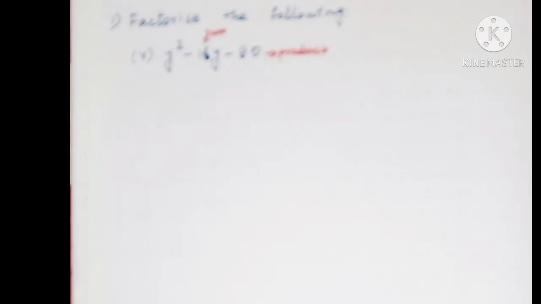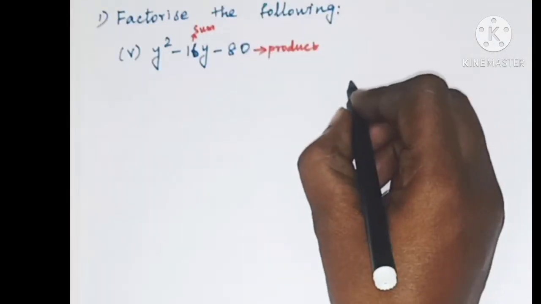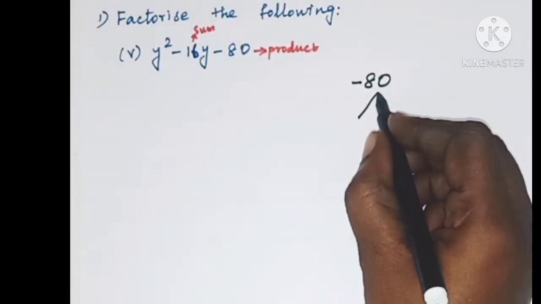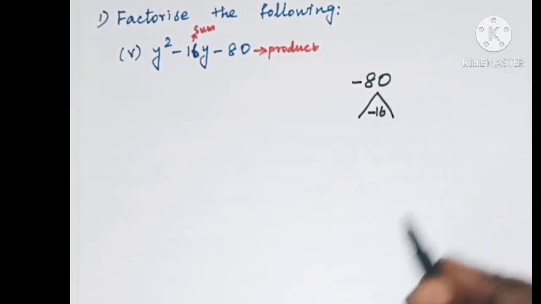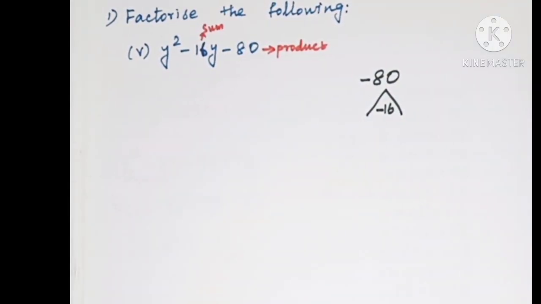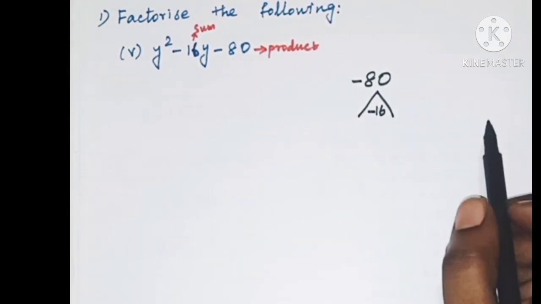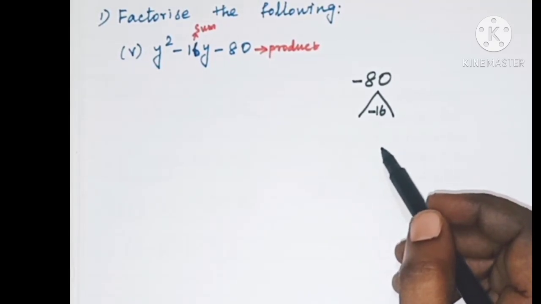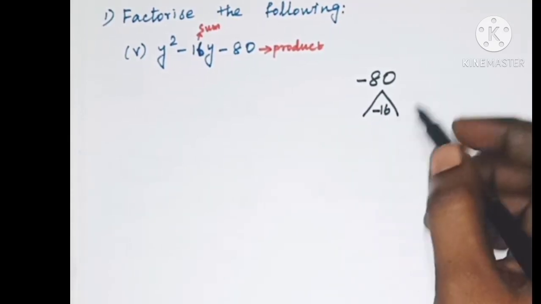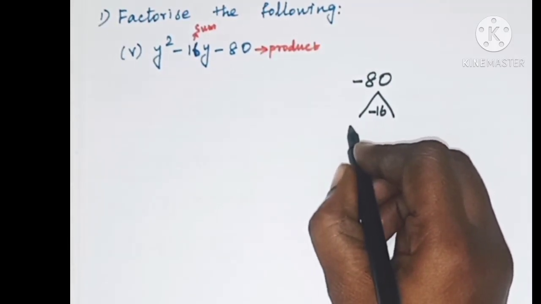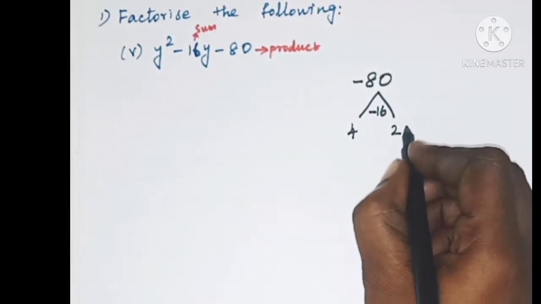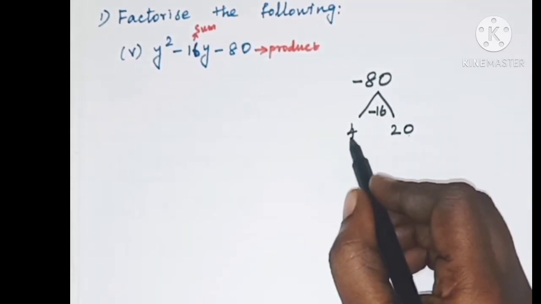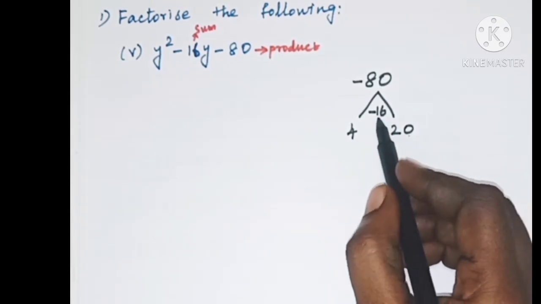Now write this product, minus 80, and the middle term, minus 16. Now we have to identify the two numbers. If we multiply the two numbers, we should get minus 80, and if we add or subtract the two numbers, we should get minus 16. So clearly the two numbers are 4 and 20. If we multiply these two numbers, 4 into 20, we get 80, and if we subtract 4 from 20, we will get 16.